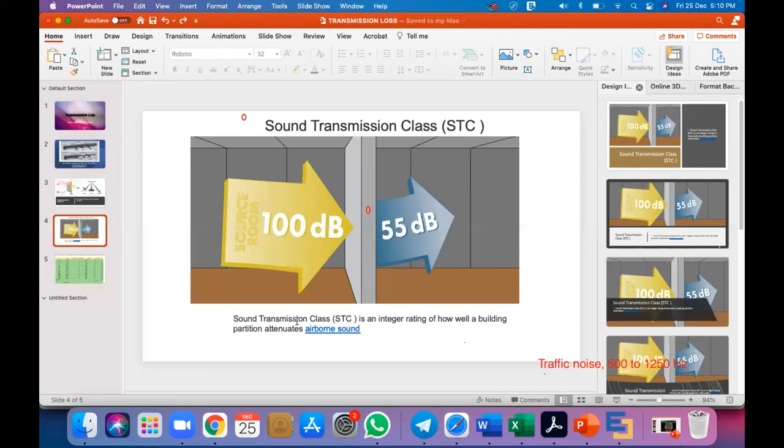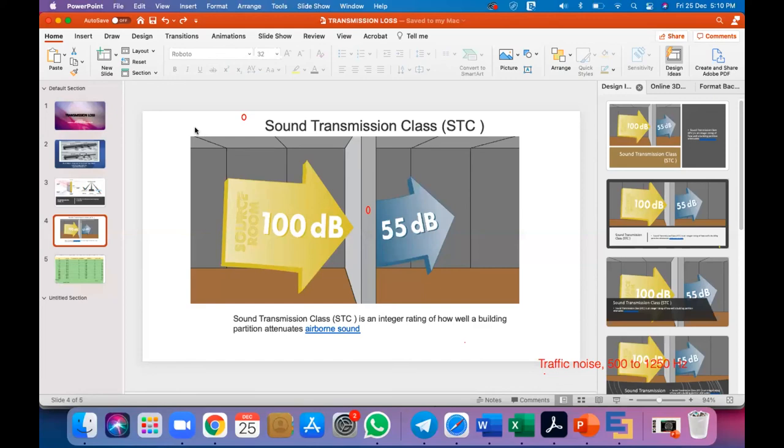You can see here, SDC class is an integer, indicating how well a building partition attenuates sound. For example, let's say we have a room and an adjacent room. In the first room, the incoming sound is 100 dB, and it transmits through the wall. When you measure in the second room, you get a value of 55, and the loss between the two is called SDC.